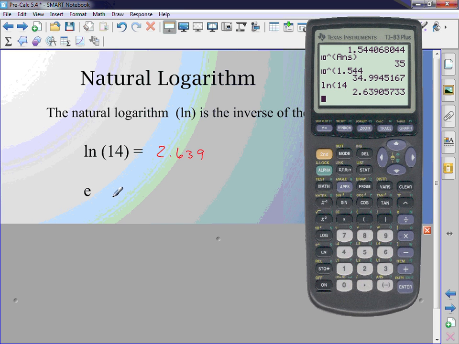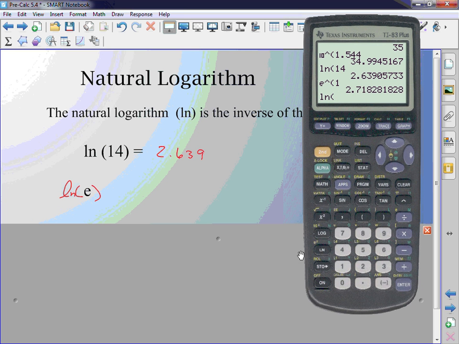Now, what did we say e was? 2.718, blah, blah, blah. Now, if I take the ln of e, whoops, ln of e. Now, I got to put e to the first. Second ln. I get what? You should get 1. Because an ln cancels out an e. An e cancels out an ln because they're inverses of one another.